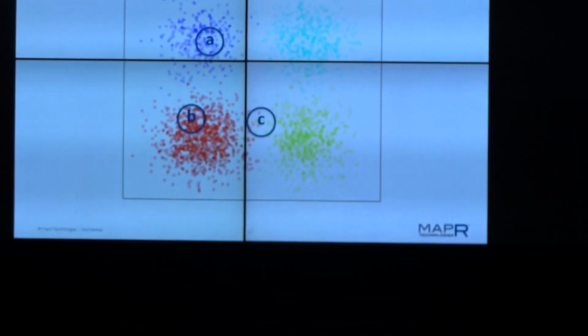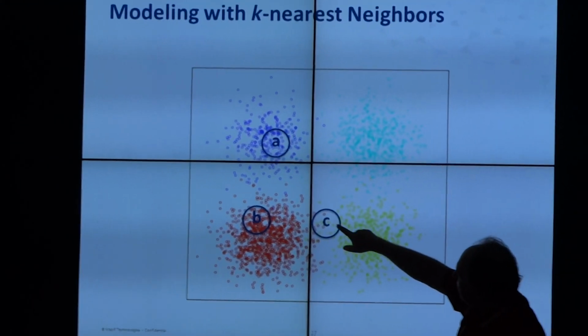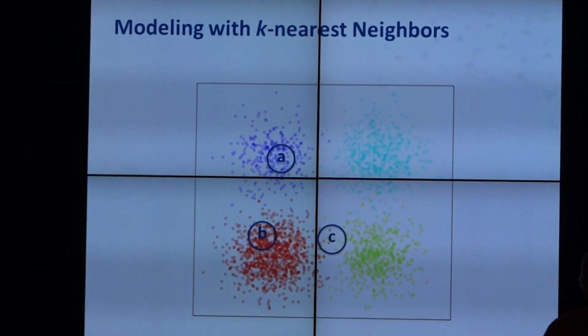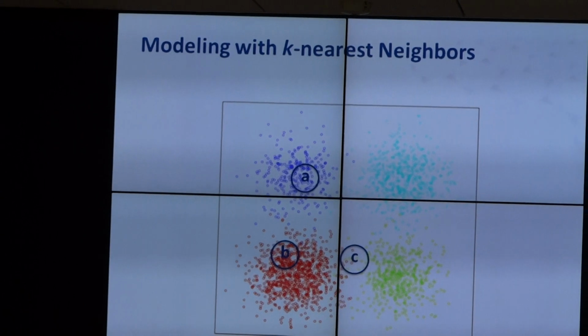Okay. But we can say about C, for instance, that it's probably not purple. So we can still draw very interesting conclusions from this sort of thing.